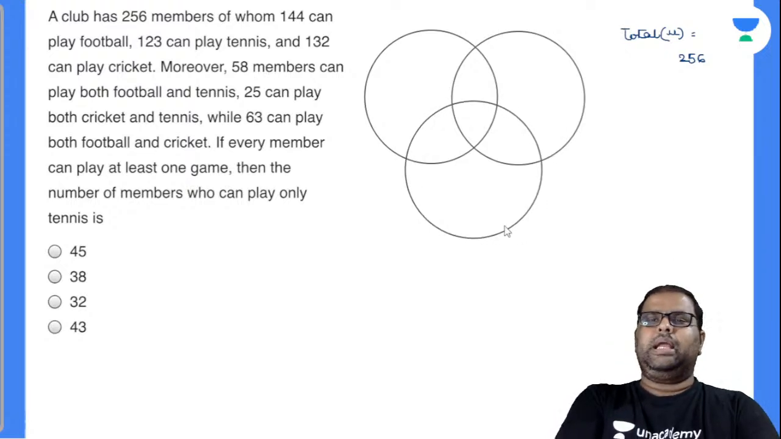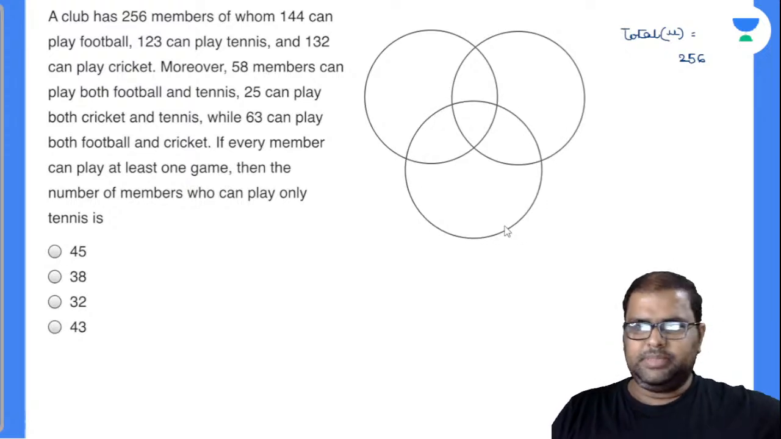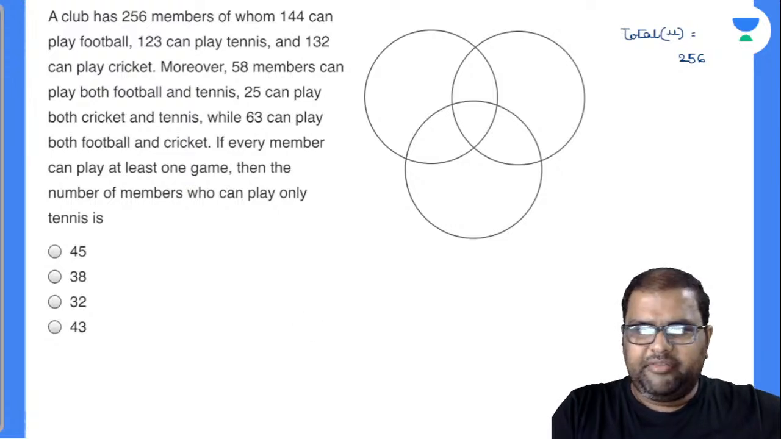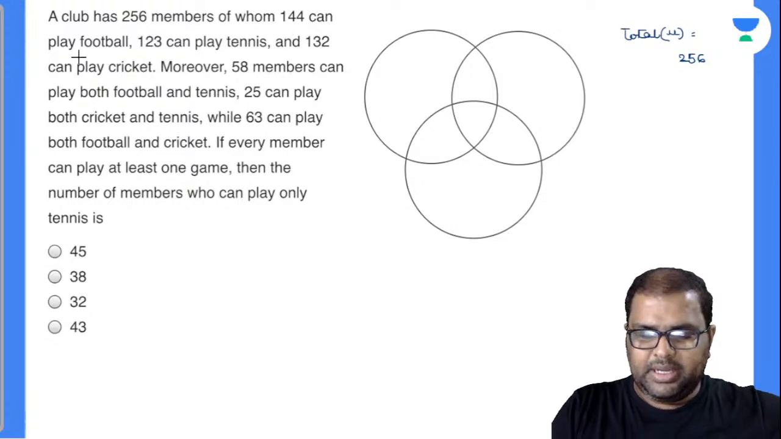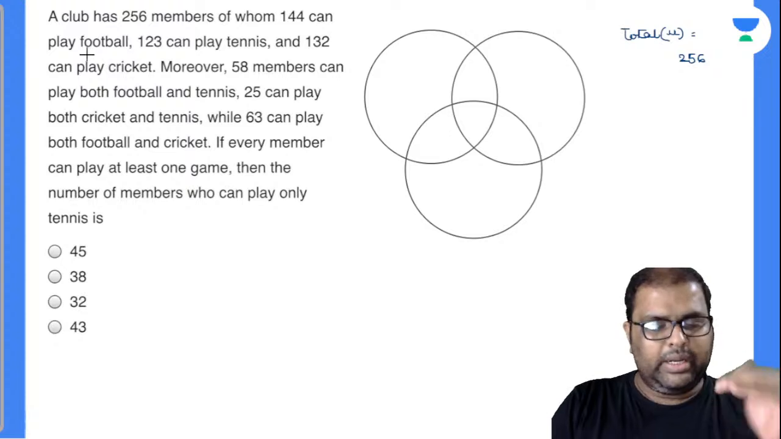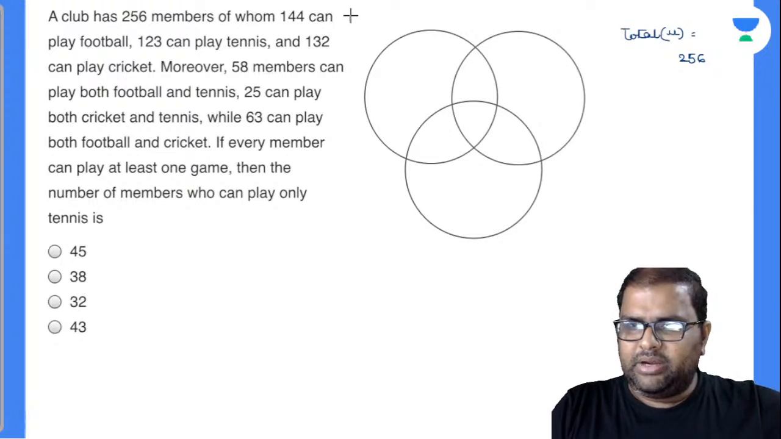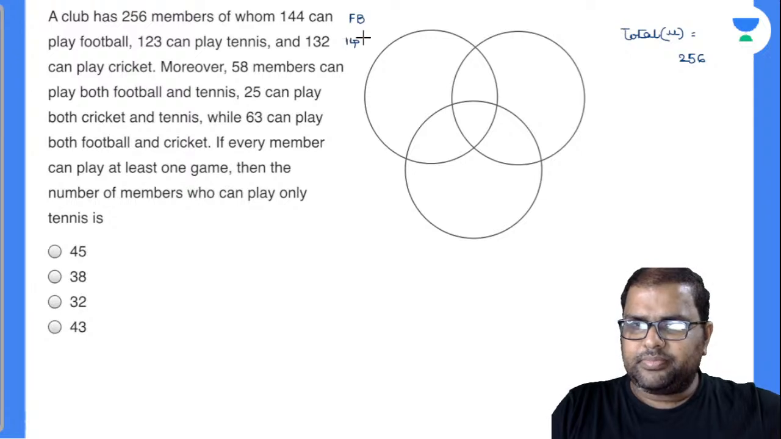A club has 256 members, of whom 144 can play football. Is it given only football? No, it is given football. So the complete circle of football, I'll write down here, is 144.